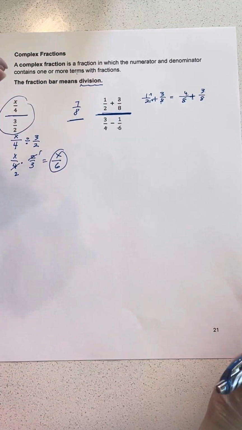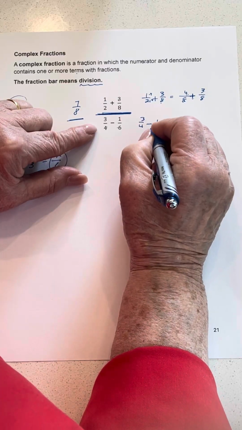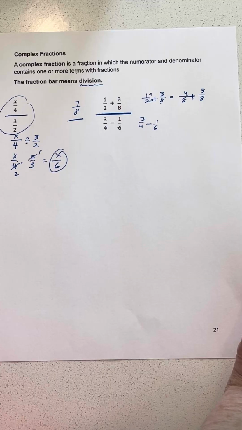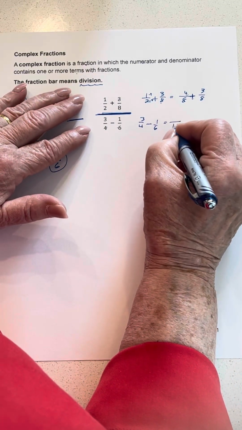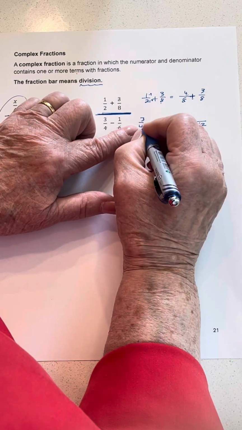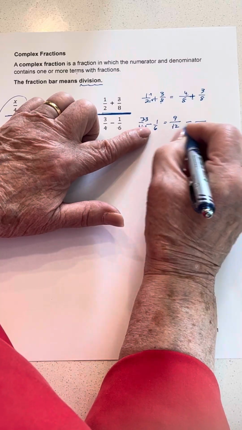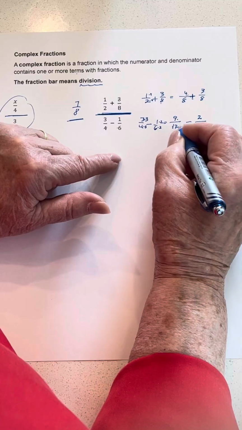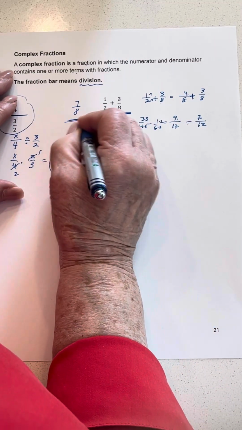And on the bottom, we have 3/4 minus 1/6. We do need a common denominator and cannot use 6. I'm thinking 12. So to change fourths to 12s would multiply by 3, top and bottom. To go from 6 to 12 would multiply by 2, top and bottom. So we have 9 12ths minus 2 12ths, which would be 7 12ths.